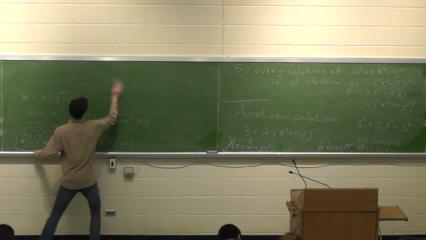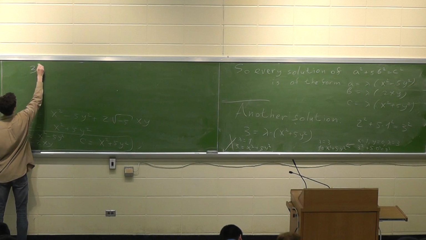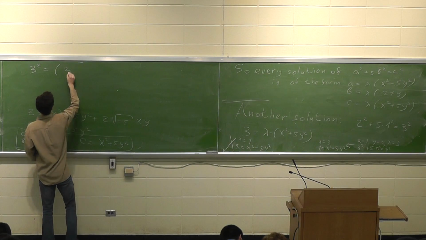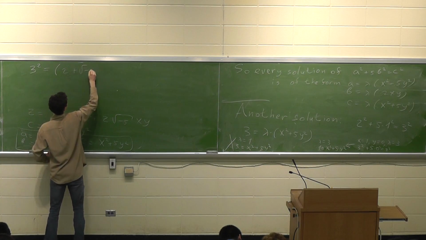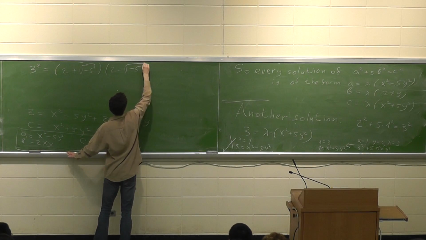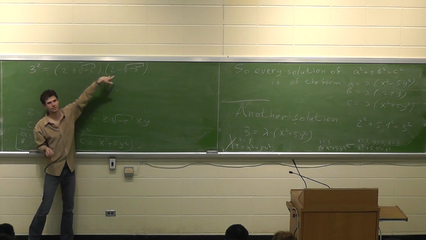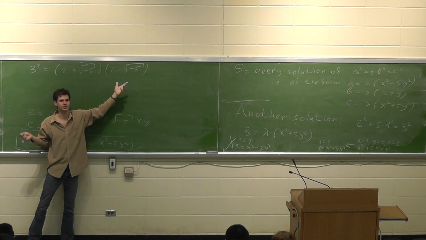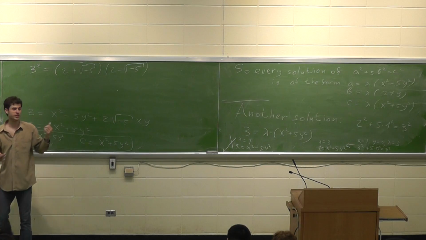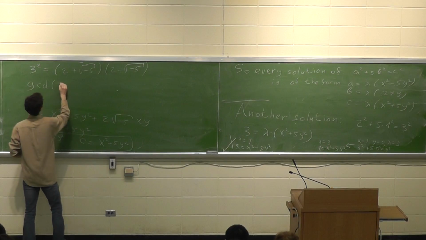So first of all, I'm trying to do the following. I'm trying to say that v squared is, well, I factor the right hand side as 2 plus square root of minus 5 times 2 minus square root of minus 5. So this line is correct. 3 squared is indeed equal to this thing. Just open the brackets. It's 4 plus 5. So no problem here. Next step. I want you to prove that GCD of these two things is equal to 1.